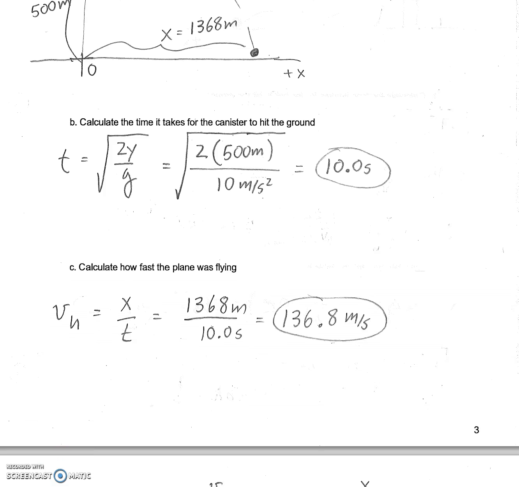Then we can calculate the velocity. Velocity equals the distance divided by the time. Our horizontal distance, or our x value, is 1,368 meters. We're going to divide that by the 10 seconds it takes to travel that distance. And our horizontal velocity is 136.8 meters per second.